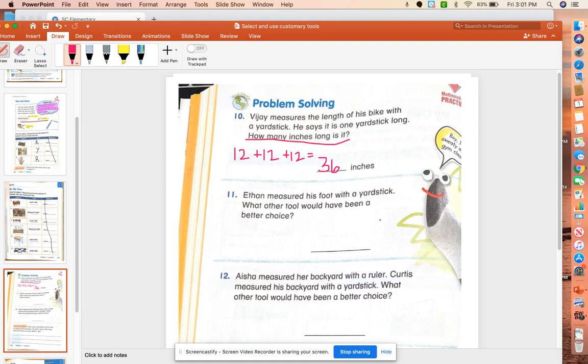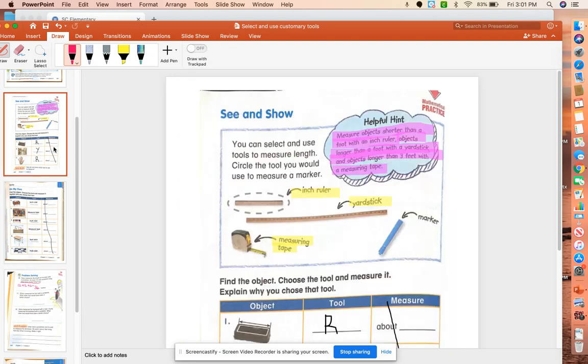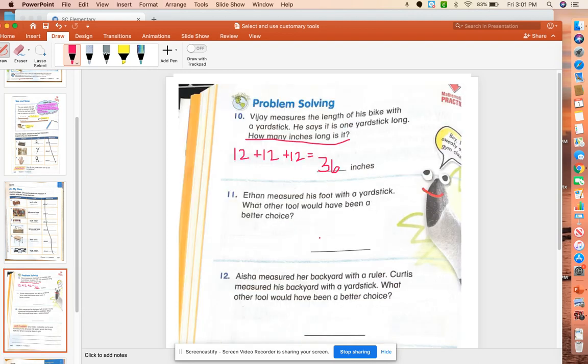Number 11 says, Ethan measured his foot with a yardstick. What other tool would have been a better choice? So let's go back and look at those pictures. He has his foot, and he's measuring his foot with this yardstick here. Do you think that was a very good choice? I think he's losing his mind. What would you use? If you said a ruler, you are correct. So I'm going to write in ruler because they want to know what other tool would have been a better choice.